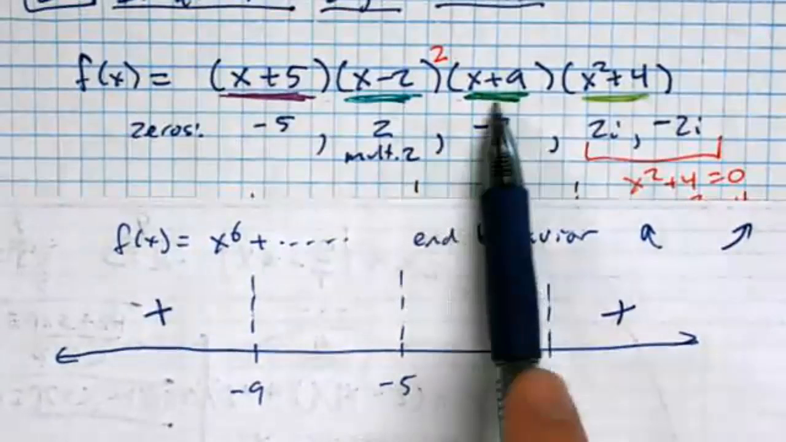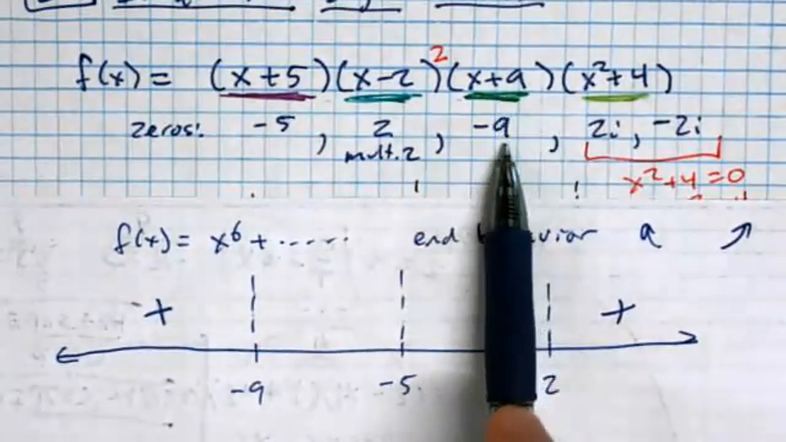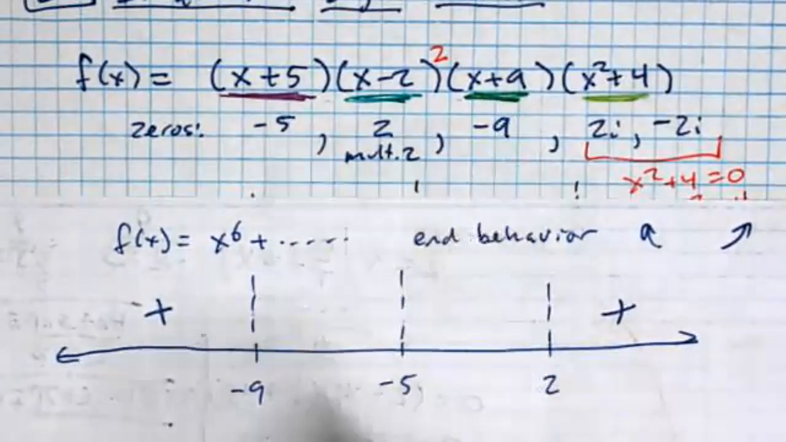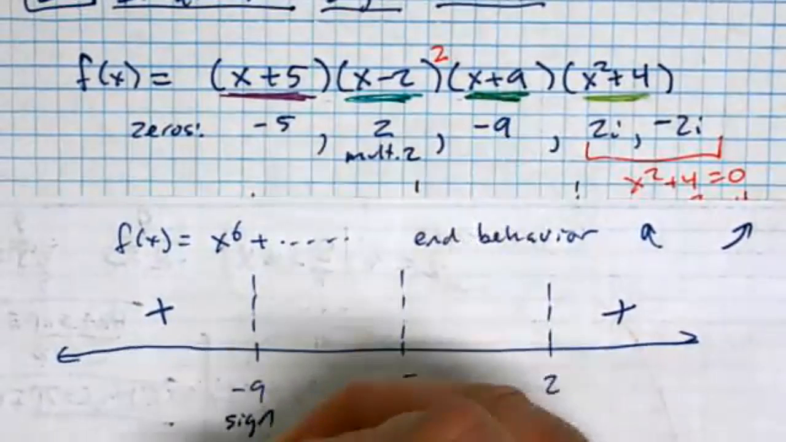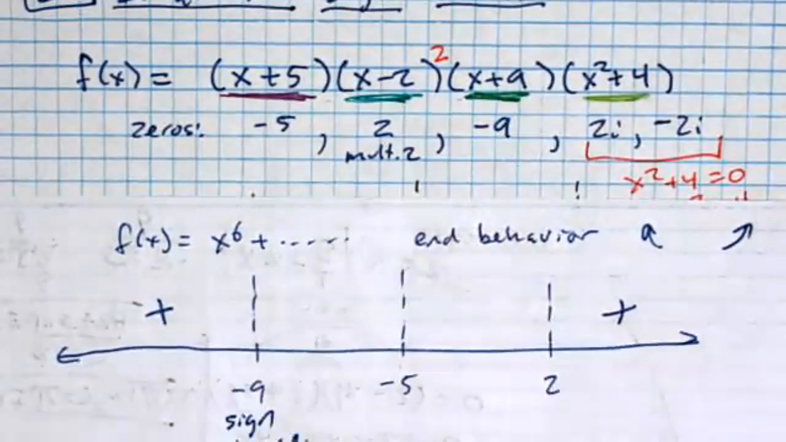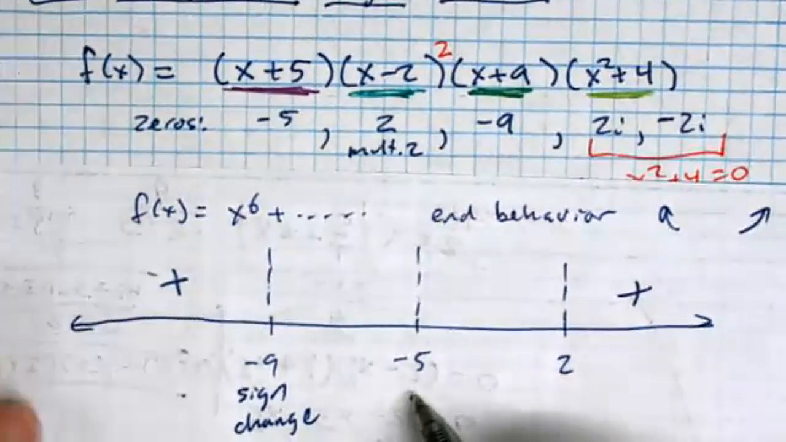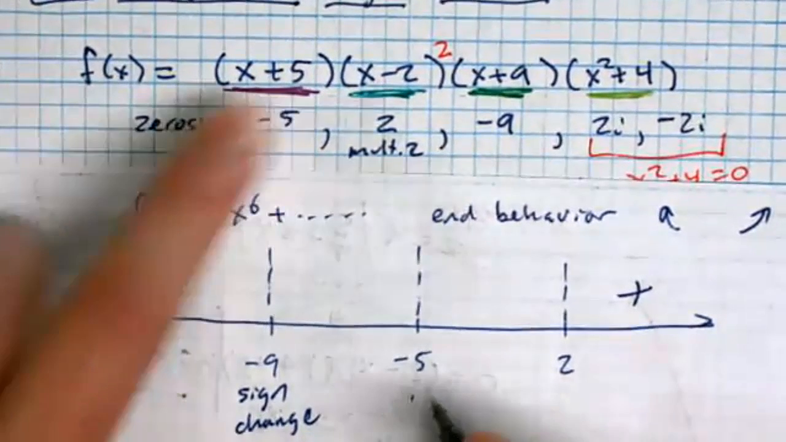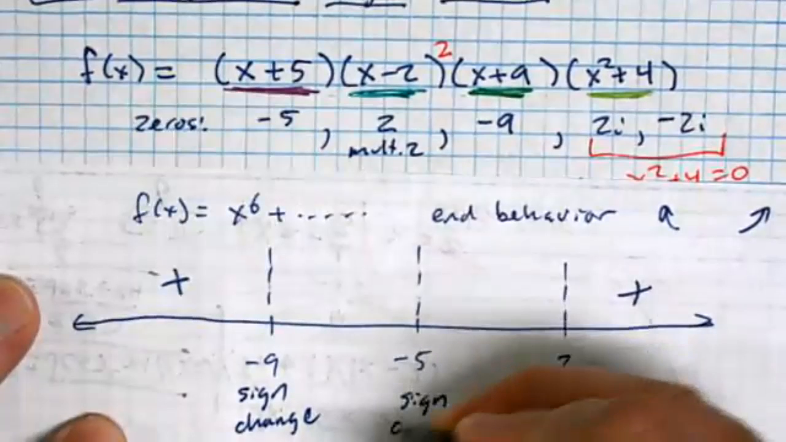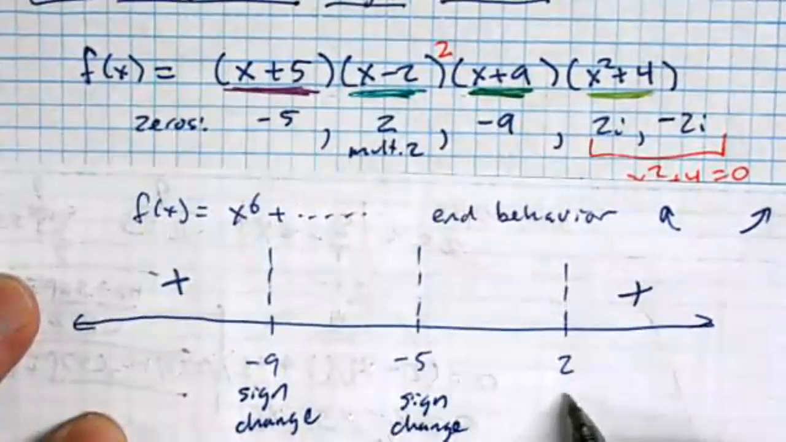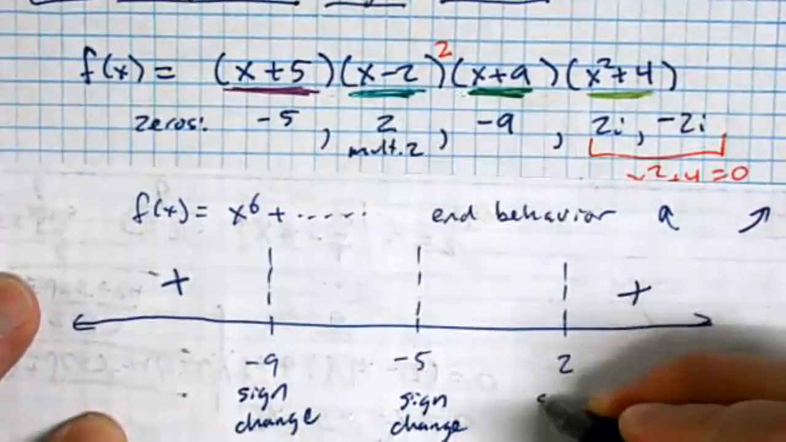Now think about the graph of this thing. If I asked you to visualize the graph, what's the graph going to be doing at -9? Is it going to be bouncing off the x-axis or is it going to be crossing the x-axis? It's going to be crossing. So at -9, we should have a sign change. Agreed? If it's crossing the x-axis, it's either going from a positive to a negative or a negative to a positive. What about at -5? Is there going to be a sign change there? Because that's the thing, we're going to be crossing the x-axis, so there should be a sign change here. And what about at 2? Are we going to be crossing the x-axis there? We're going to be bouncing, so we should keep the same sign.